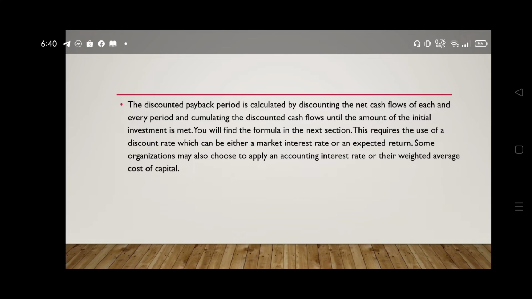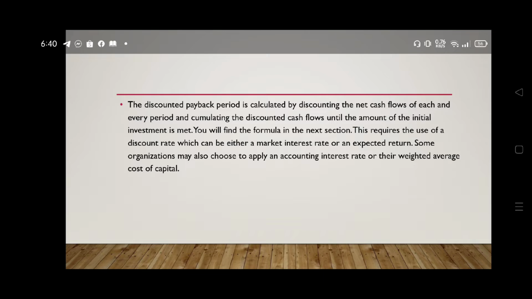So the discounted payback period is a capital budgeting method for determining a project's profitability by discounting future cash flows and appreciating the time value of money. A discounted payback period calculates the number of years it takes to break even on an initial investment. So, it is similar to a payback method.